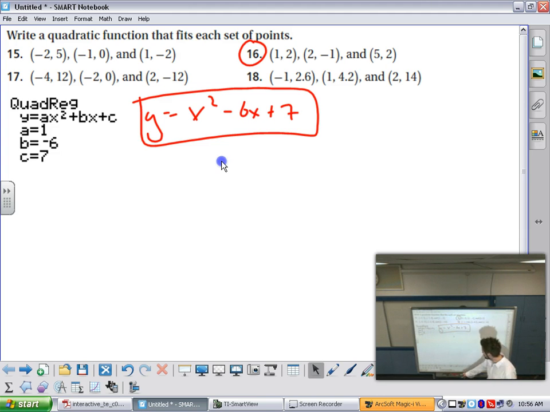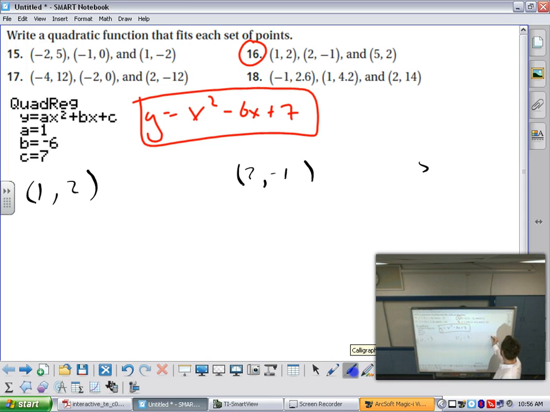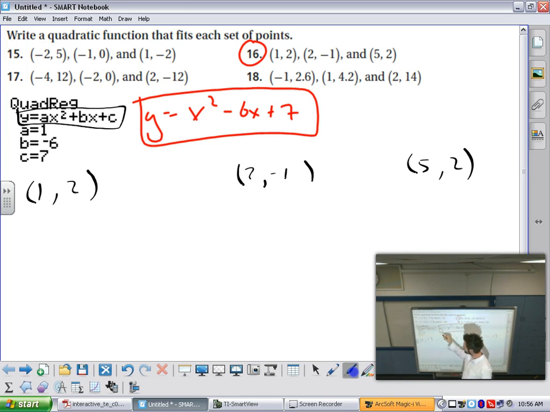So here's how this would work by hand, okay? So you would take these 3 points, 1, 2. I'm going to actually space them out across the board like this. 2, minus 1, and then 5, 2. And you know that this is the form y equals ax squared plus bx plus c that we are going to then substitute the points into.